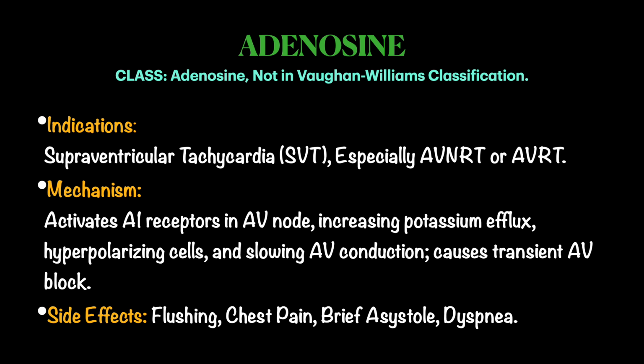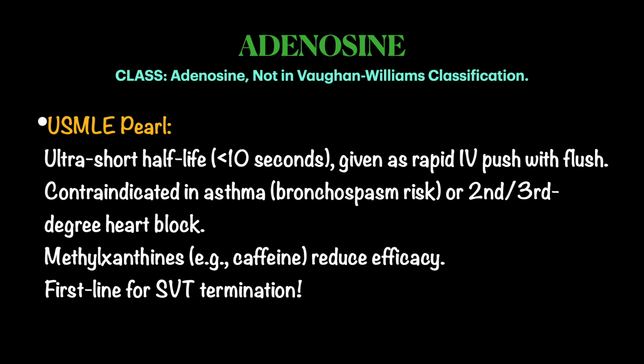The side effects are flushing, that is extensive vasodilatation in the facial region, right? Redness of skin and chest pain, brief asystole can happen, and also dyspnea, that is difficulty in breathing. The USMLE pearl for this drug is that it has an ultra short half-life, that is less than 10 seconds, given as rapid IV push with flush, and it is contraindicated in asthma because it has a risk of bronchospasm, or second to third degree heart block, right? Because the mechanism of action is itself heart block, and methylxanthines reduce efficacy. The first line drug for SVT, supraventricular tachycardia termination, is adenosine.